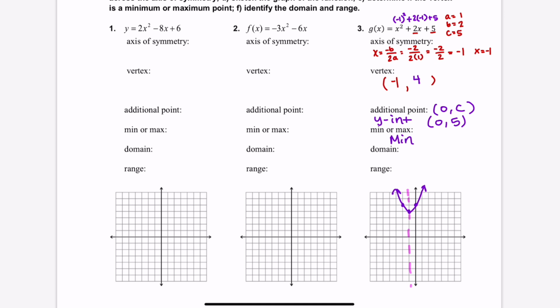Domain for parabolas is always all real numbers. And then for the range, we're looking at y values. The lowest point of the graph is at 4, and it's everything above 4. So y is going to be greater than or equal to 4.